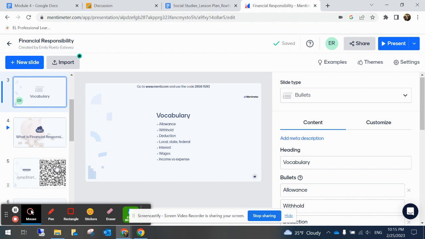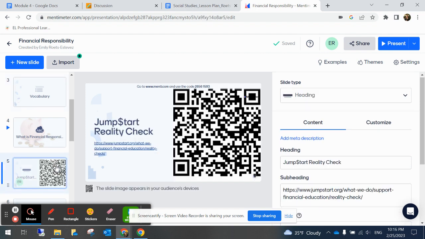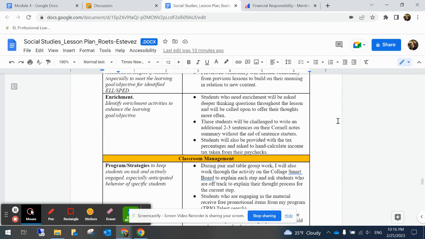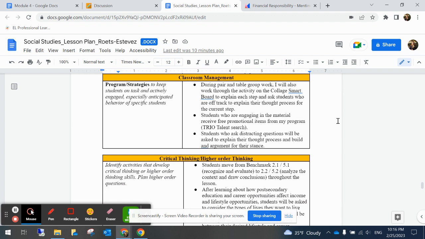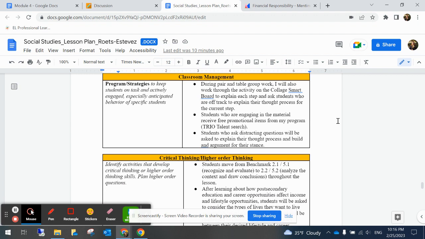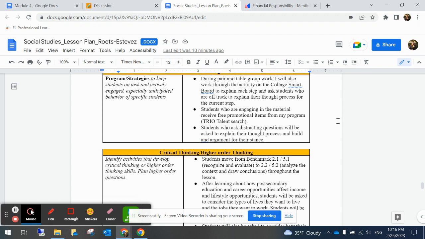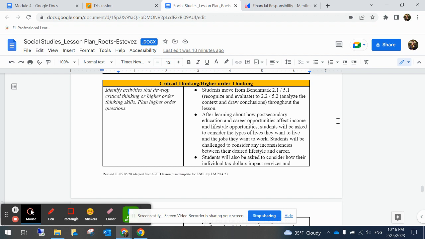Also using a lot of QR codes to make it a little bit more accessible for students that maybe can't type in the whole URL. So tried to add a lot of technology and keep students on their feet, work through the activities with them on my screen, and ask guiding questions throughout to keep them on track.